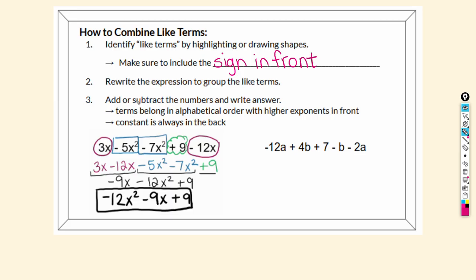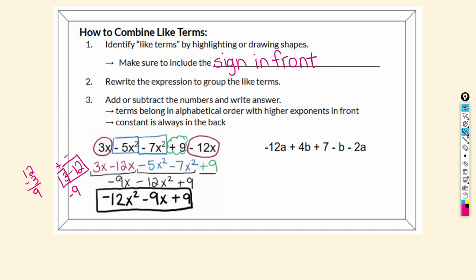Then finally, you're going to add or subtract the numbers and write your answer. So for example, 3 minus 12. You see how this is positive and this is negative? Same sign, add and keep. Different sign, subtract. Keep the sign of the one with more. 12, 11, 10, 9, they are 9 apart. And there's more negatives than positives, so that's going to be negative 9x. So they did this part correctly.